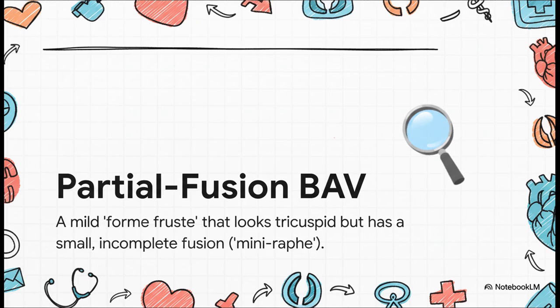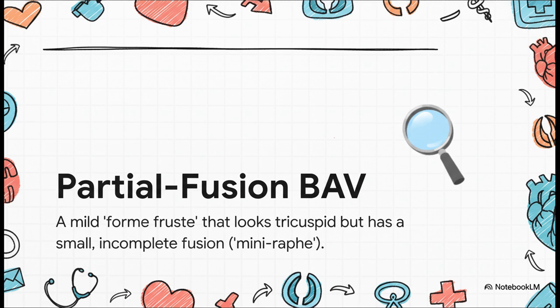And finally, we have the sneakiest one of all, the partial fusion BAV. This one is tricky because it often looks just like a normal three-leaflet valve. But if you look really, really closely, you'll find a tiny, incomplete fusion right at the base. They call it a mini raphe.